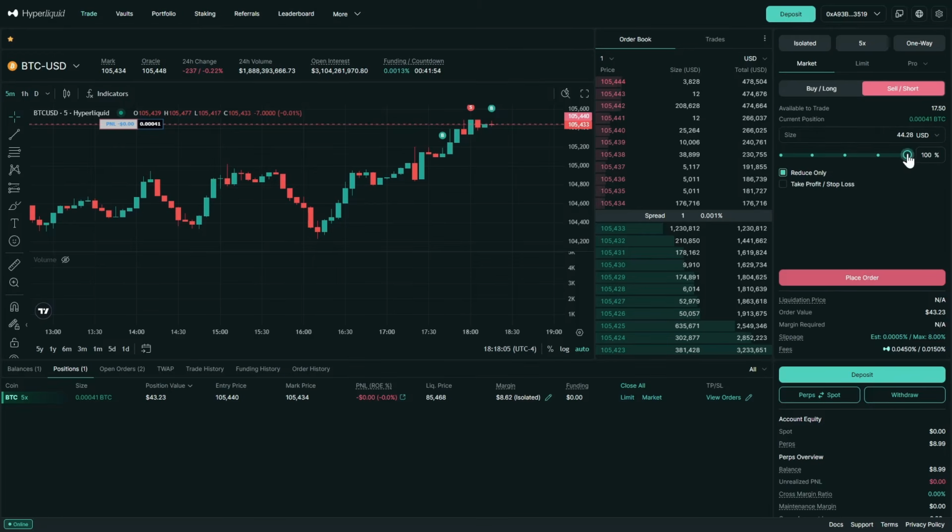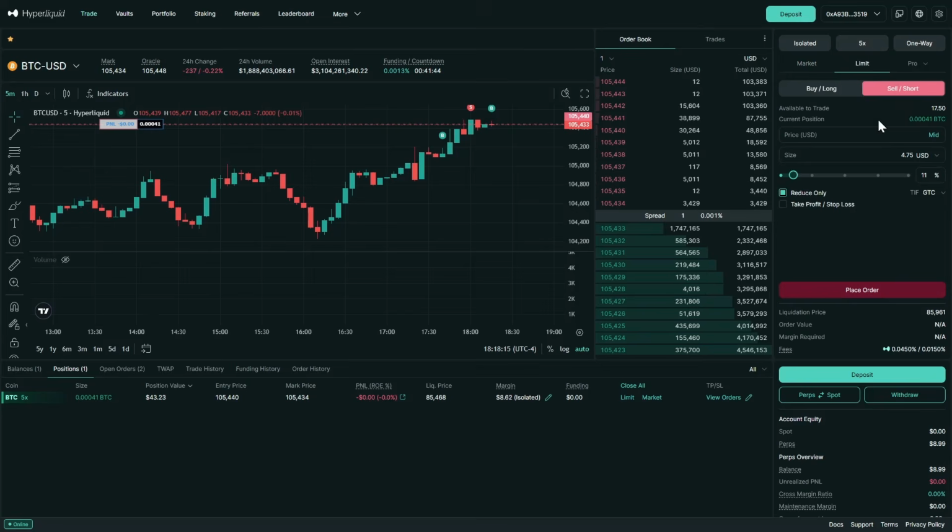I only want to sell, let's say, 11%. Okay, so this is the size it's going to sell. And we're going to make sure also we're in limit. That was my fault. Okay, so now we're in limit. We have 11% that we're going to sell. And I'm going to say I want to sell this 11% at 108,000. Okay, and we can place that order. And once that order is placed, it will again be in the open order section. And that 11% will be sold when we hit that 108 price point.